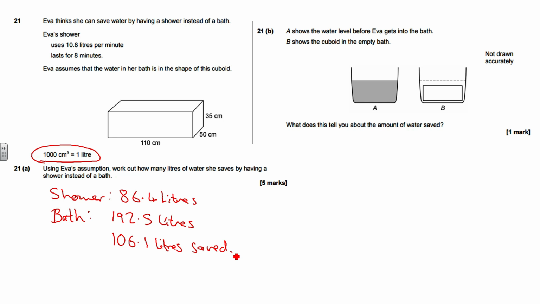So what we can see by making comparison from A to B is that the cuboid actually holds less water than her real bath. So because we've assumed that the cuboid was full of water when we've worked out this 106.1 litres saved, the amount of water saved is actually more, because there is less water in our assumed cuboid than there is in the real bath.